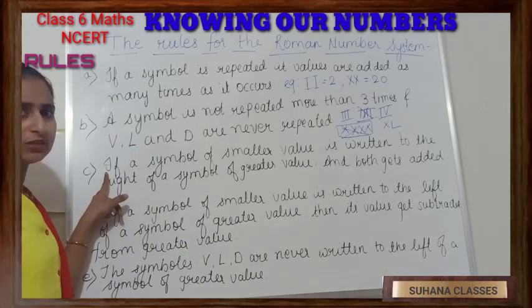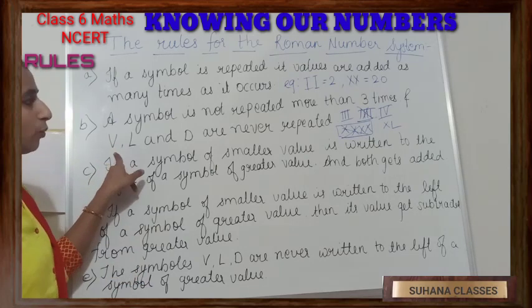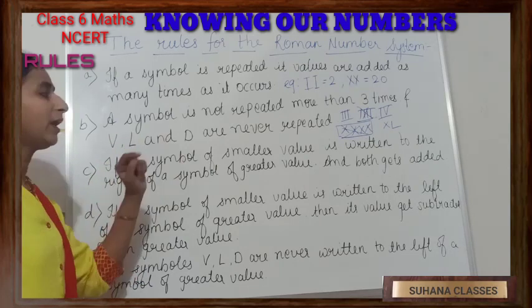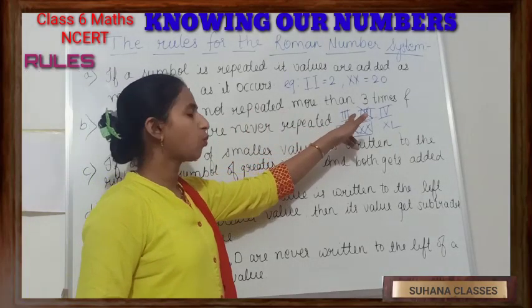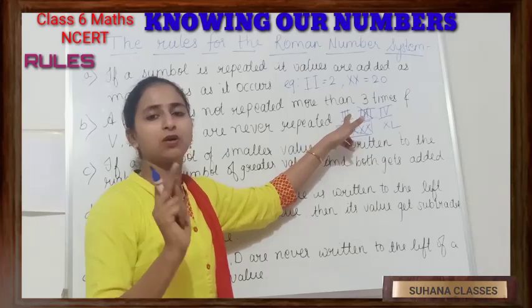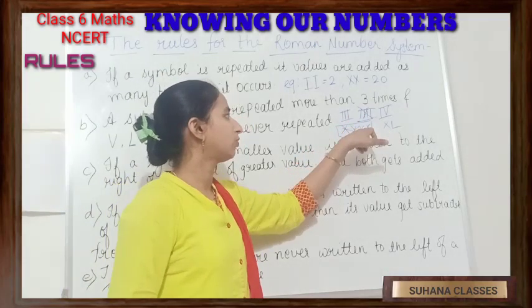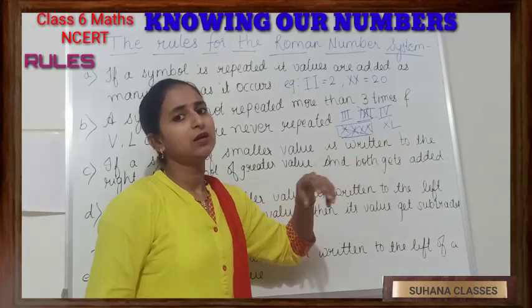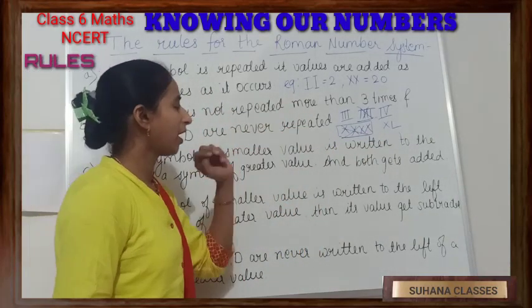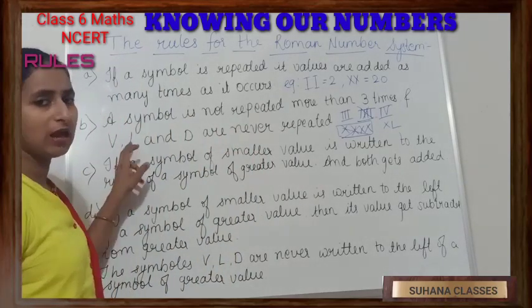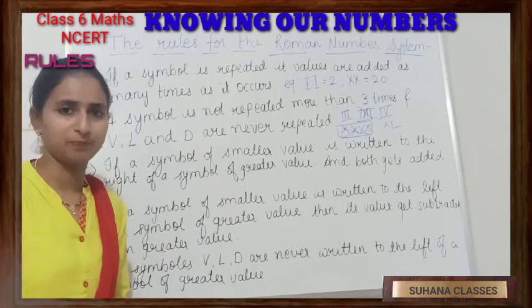Okay, so what is our third rule? So here you can see something I wrote here. V, L and D are never repeated. As I told you, this one will repeat 3 times, but not more than 3 times. This X can repeat 3 times, but not more than 3 times. But instead of X and I, you can't repeat V, L and D. These are the exceptional cases where you can't repeat them.